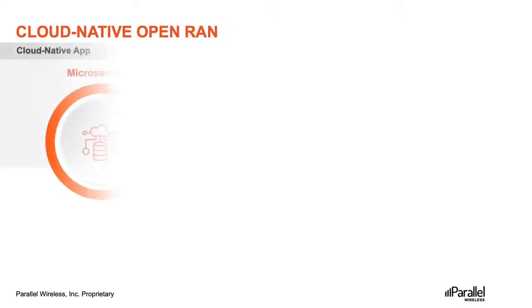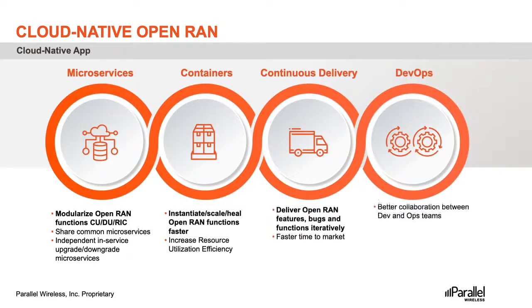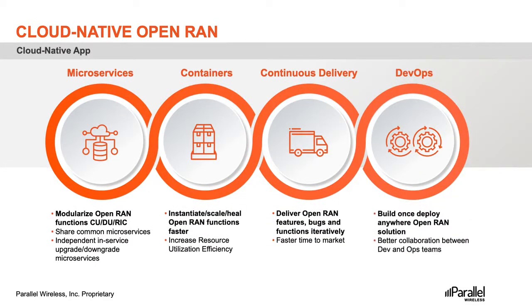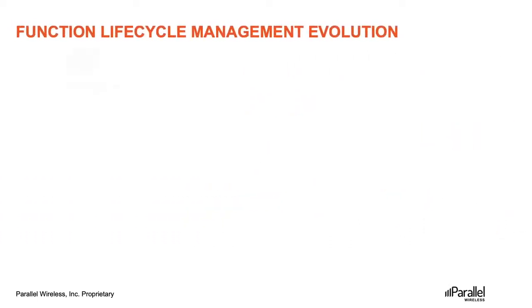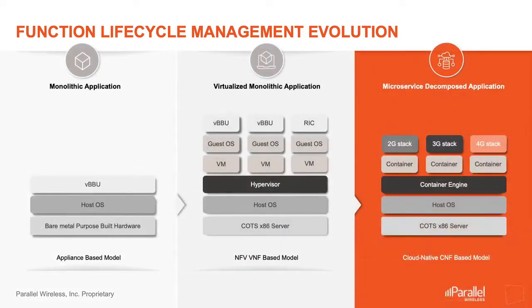Cloud native OpenRAN has these three or four key ingredients as such. Microservices based architecture, lightweight container based solution, CI CD to support agility, and DevOps for better collaboration and flexibility. Virtualization and software based solutions have become a norm. Virtualization has evolved over time, especially in telecom networks. Network functions were purpose built hardware based functions.